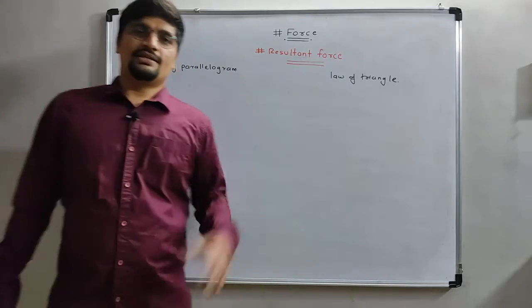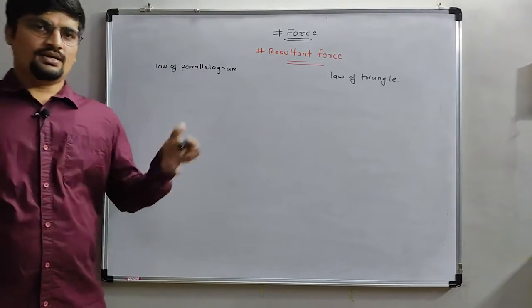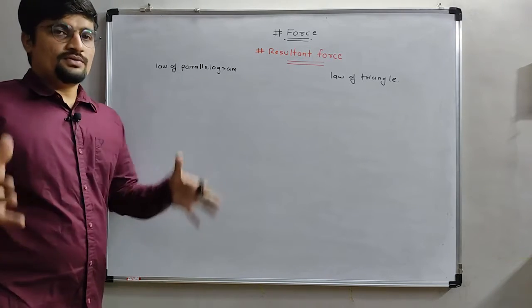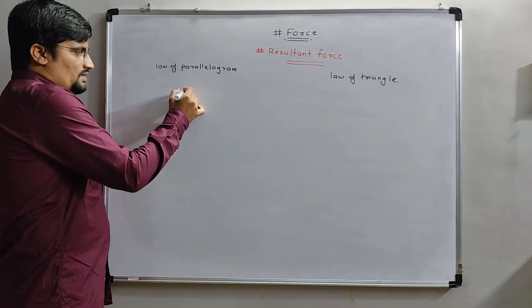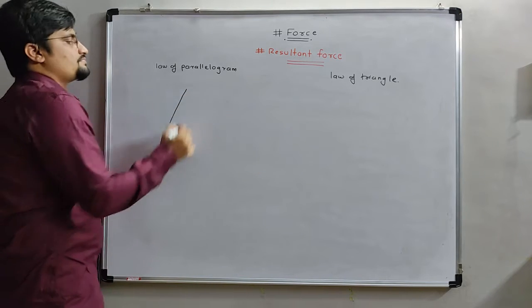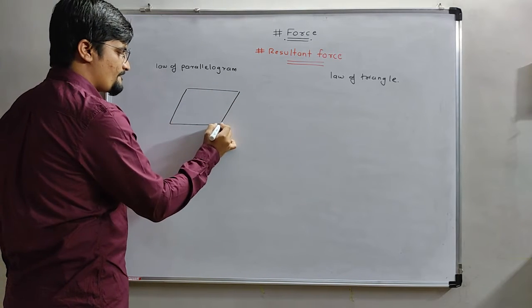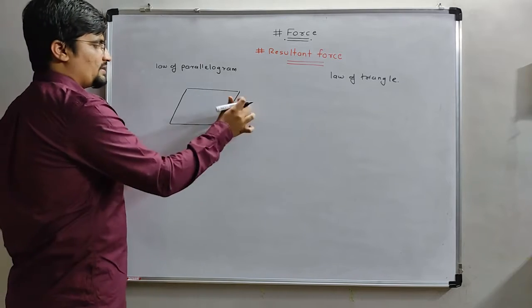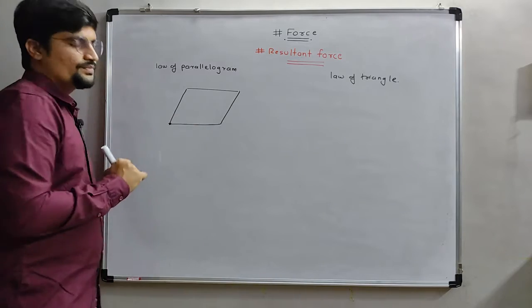Let's understand these two laws. First one is the law of parallelogram. The statement of the law of parallelogram, I will explain to you by figure. This is a parallelogram. These are the four sides of the parallelogram. This one is a point.